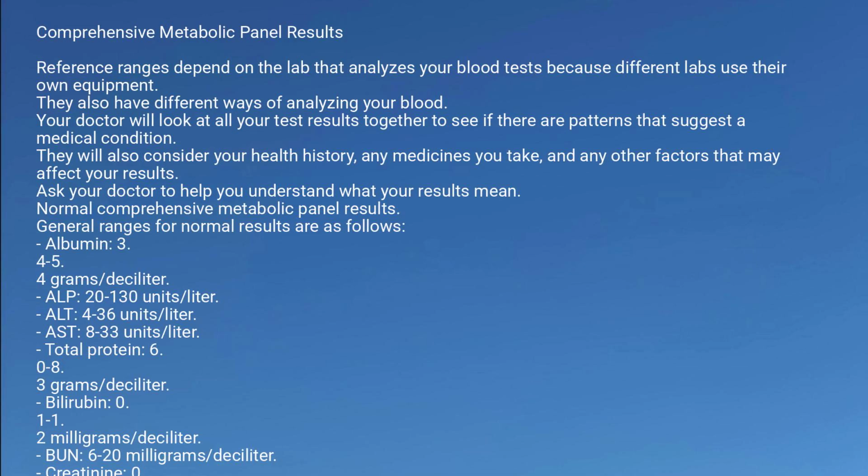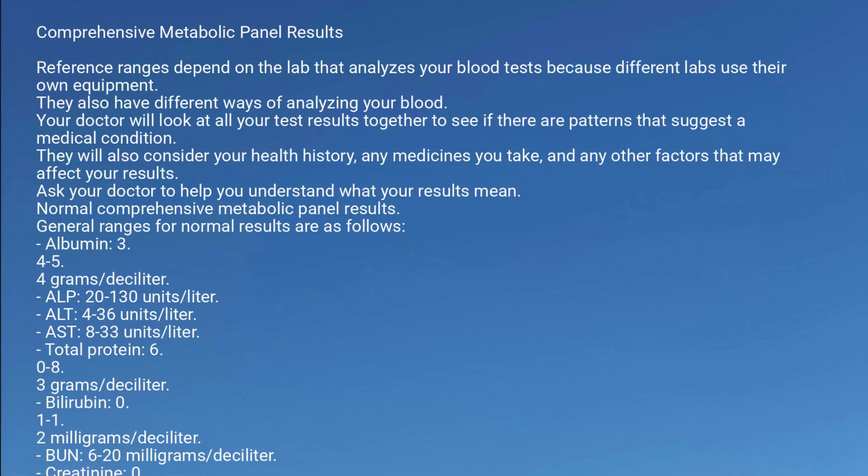Comprehensive metabolic panel results. Reference ranges depend on the lab that analyzes your blood tests because different labs use their own equipment. They also have different ways of analyzing your blood. Your doctor will look at all your test results together to see if there are patterns that suggest a medical condition. They will also consider your health history, any medicines you take, and any other factors that may affect your results. Ask your doctor to help you understand what your results mean.